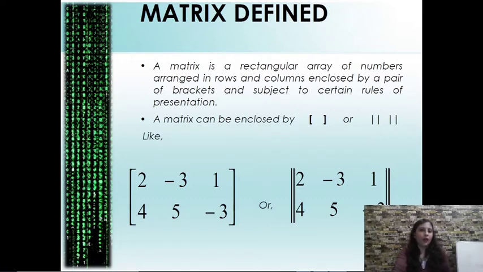Okay. Now, as we have to go by the bookish definition also at times, here is a simple definition of matrix, which states that a matrix is a rectangular array of numbers arranged in rows and columns, enclosed by a pair of brackets and subject to certain rules of presentation that we will get to know as we proceed in the chapter.